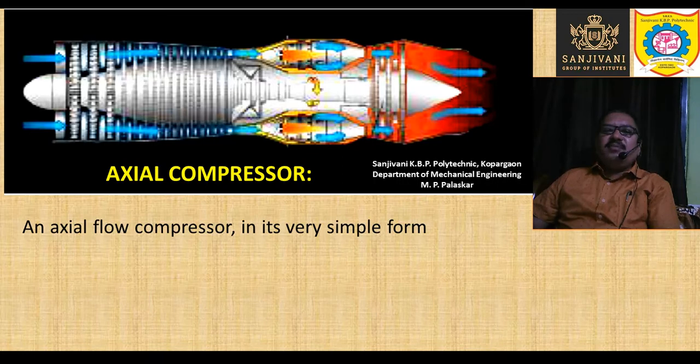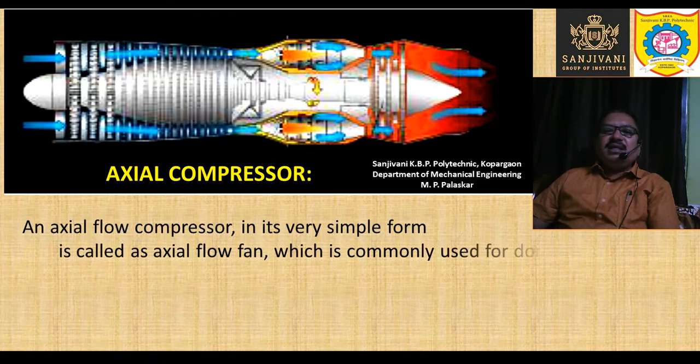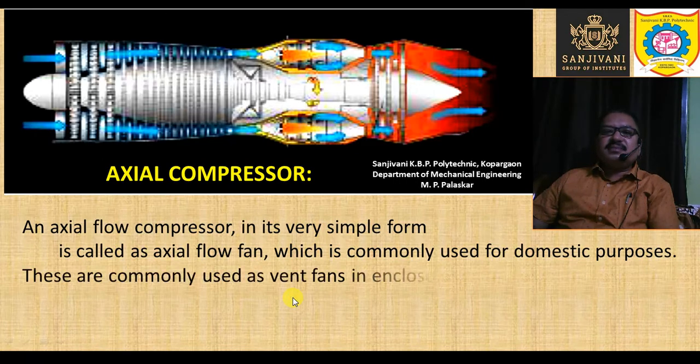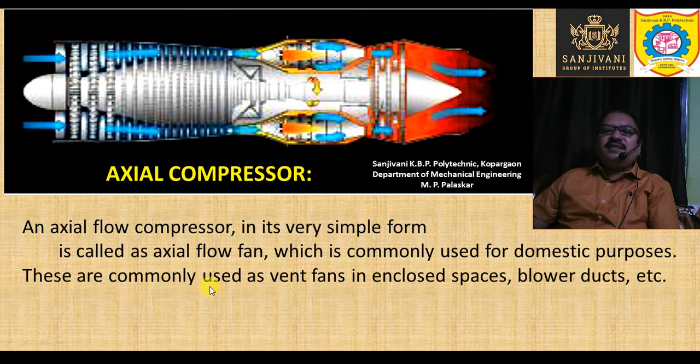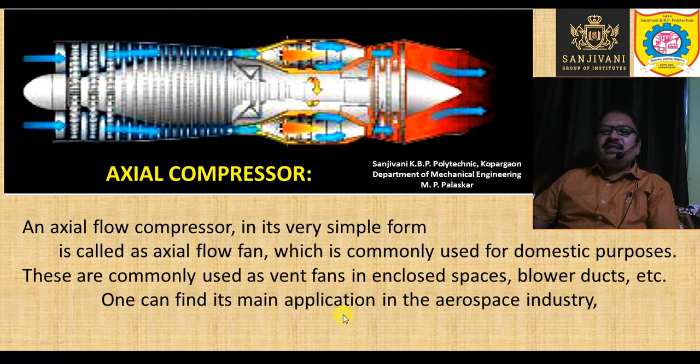An axial flow compressor in its very simple form is also called an axial flow fan, which is commonly used for domestic purposes. So the axial flow fan is used for domestic purposes, and that is the simple form of the axial flow compressor. These are commonly used as vent fans in enclosed spaces, and they are also used as blower ducts.